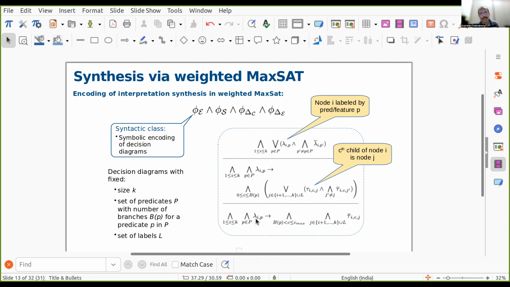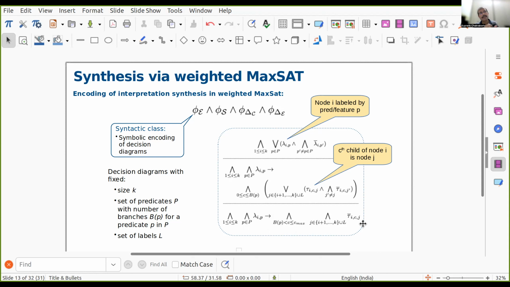So I should ensure that if a node I is labeled by a predicate P with just 2 branches, then there should not be an edge out of this node for any C greater than 2. So for all C that is greater than BP and up to the maximum, there should not be an edge out of this node. So it should not be the case that I've labeled a node with a predicate P which just has 2 branches.